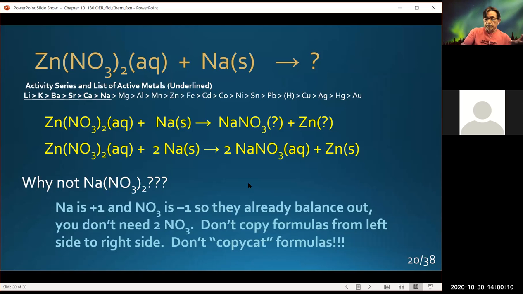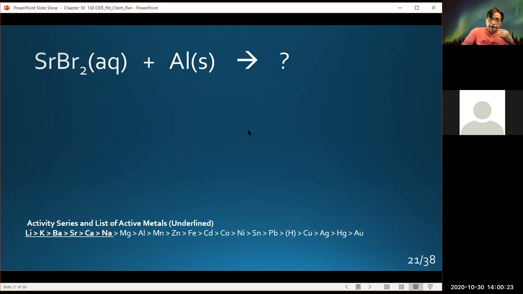It's a function of stability as far as the most reactive metal. It wants to be in the most stable state. And the most stable state is in an ionic compound form. Okay? Take a look at this one.